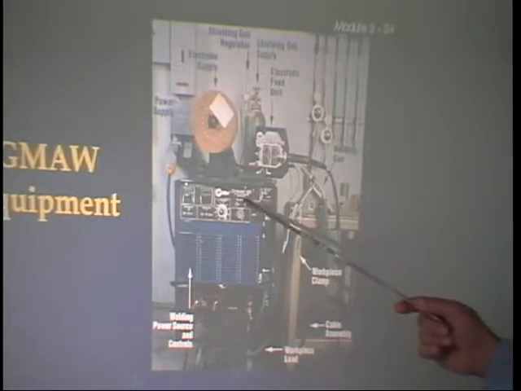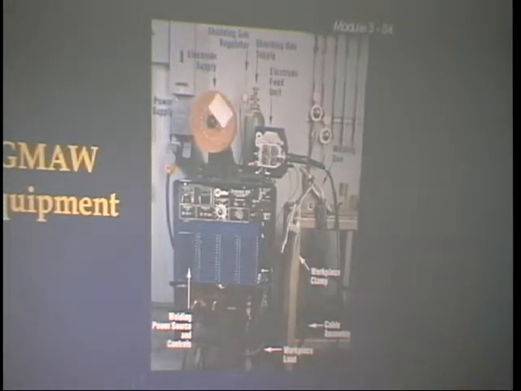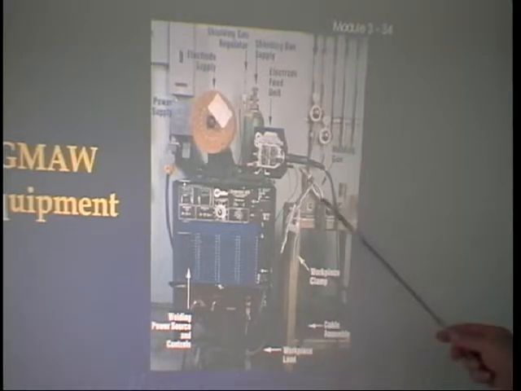This happens to be a 400 ampere power supply. Ours are 300 amperes. You have a welding power source and the controls, a work lead, a cable assembly, which is your gun, and then a table clamp.